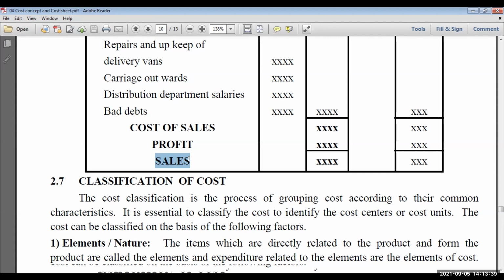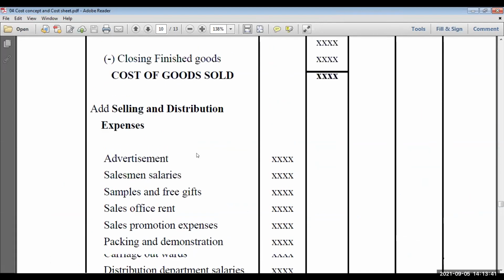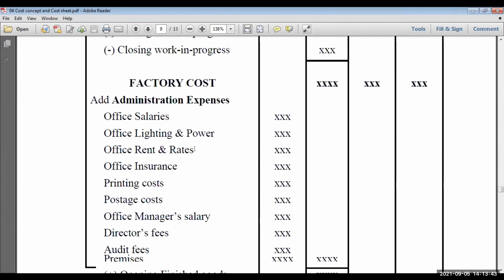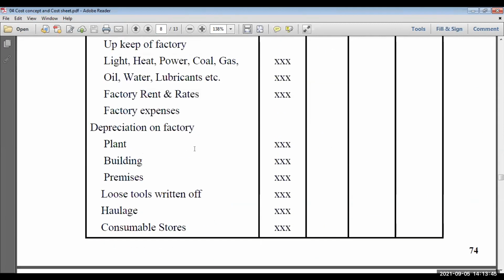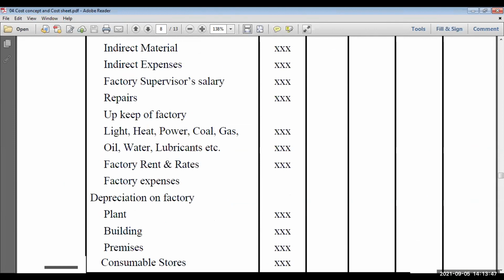Any doubt in this statement? The format, the specimen statement. Have you understood this statement?